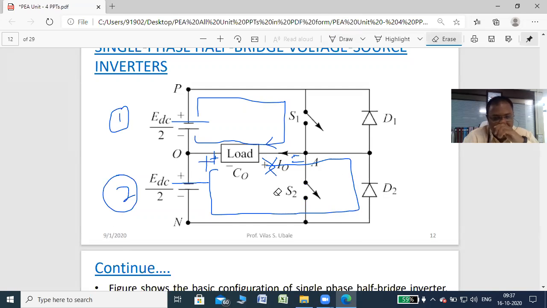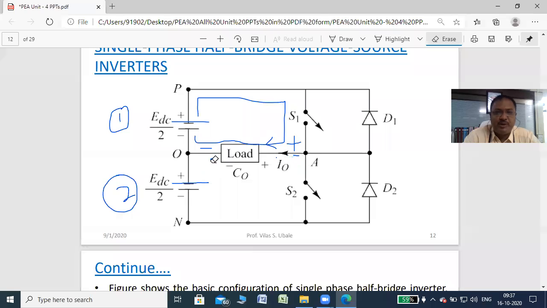If S2 is off, then what happens? The stored charge polarity of this inductor gets reversed. Now A is positive with respect to O. So if A is positive, it means that diode D1 is in forward bias condition. So current starts to flow, and the inductor energy is released through this diode D1, then P, then EDC, back to the negative of the inductive load. So the current direction is again the same, right?